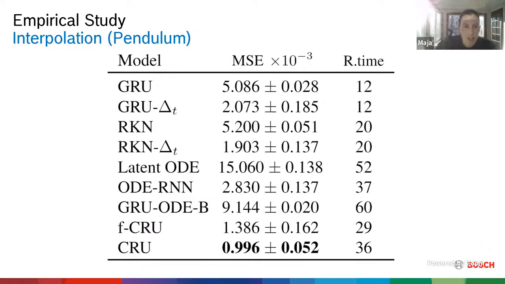We compare the CRU and the f-CRU to a number of different models. On the one hand, we have the GRU and the RKN, which are inherently models for discrete time. Here we compare both with the model that just ignores the timestamp, but also the delta t variants, GRU delta t and RKN delta t, which get as an additional input the time that has passed since the last observation. Then we also compare to 3 neural-ODE based methods. Surprisingly, the GRU and the RKN delta t already do quite well, but still both the f-CRU and the CRU outperform them in terms of MSE on held out test data.